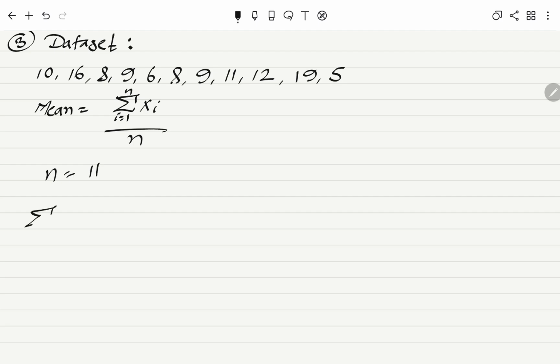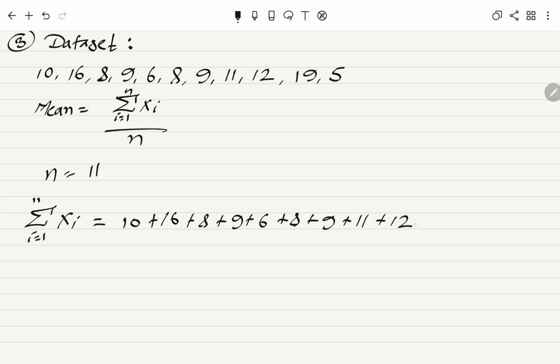Then if we were to calculate the summation of xi, i is going to go from 1 to 11. We get 10 plus 16 plus 8 plus 9 plus 6 plus 8 plus 9 plus 11 plus 12 plus 19 plus 5. For that, let me just put that in a calculator. So 10 plus 16 plus 8 plus 9 plus 6 plus 8 plus 9 plus 11 plus 12 plus 19 plus 5. I get 113.